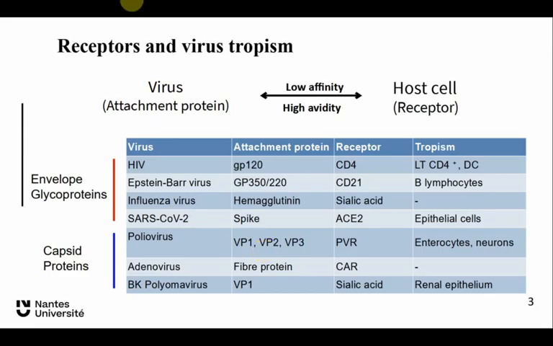And once again, non-envelope viruses, a lot of them can use glycans as binding receptors. Once again, this is another example where the binding receptor is not the only thing involved in tropism for adenoviruses.